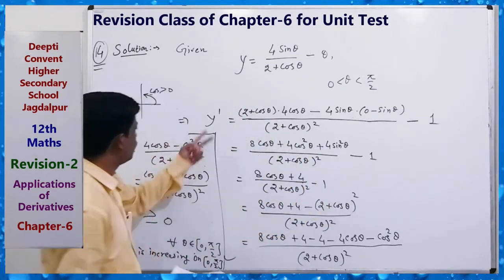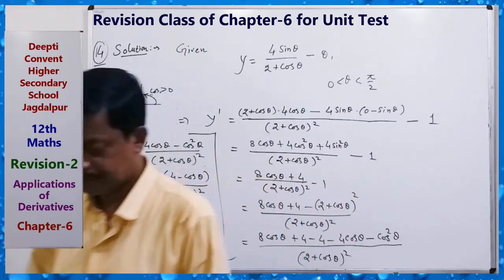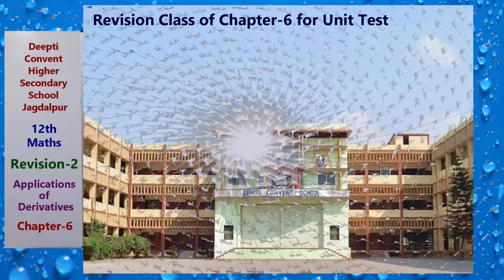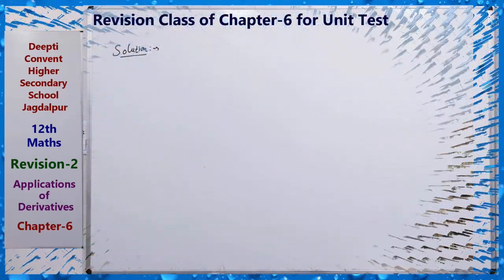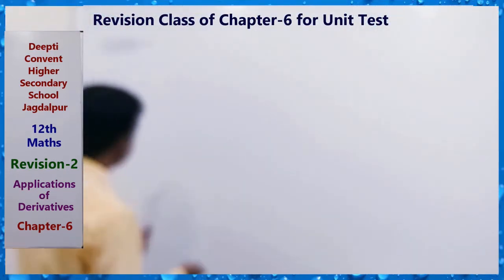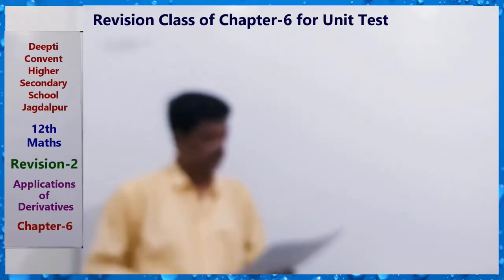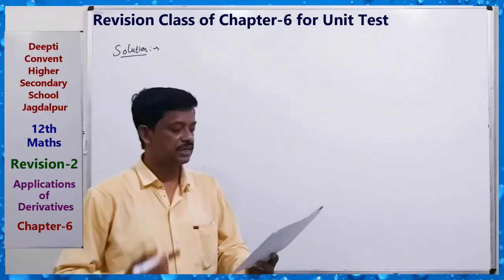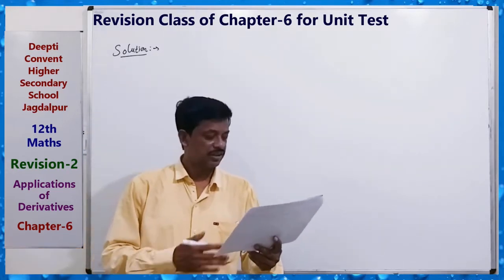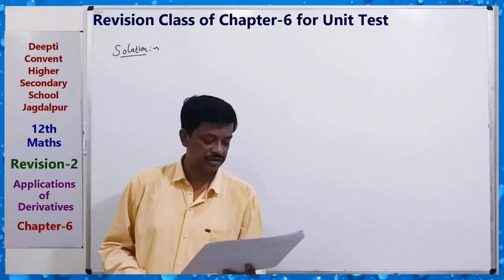Question 14, prove y dash is greater than or equal to 0. Okay. Now take question 17. Find the equation of the normal. 18, slope of the tangent and normal. 19, find the equation of tangent and normal. 20, also equation of tangent. 21, also tangent at this point.